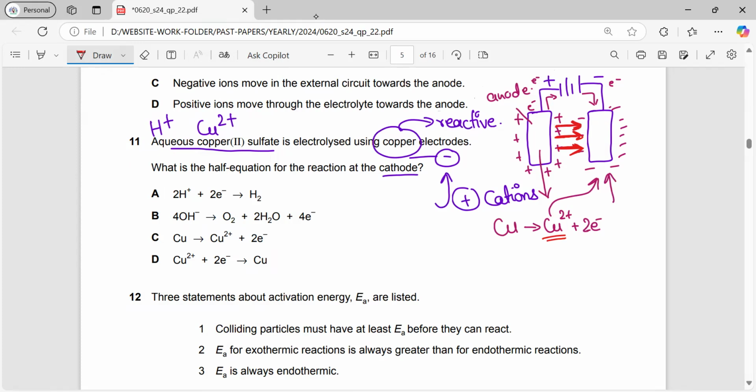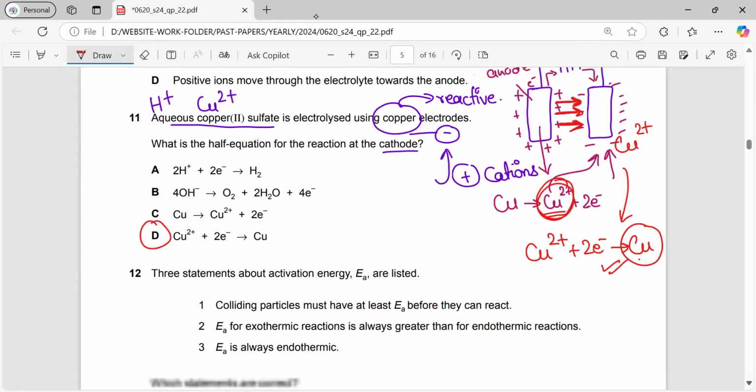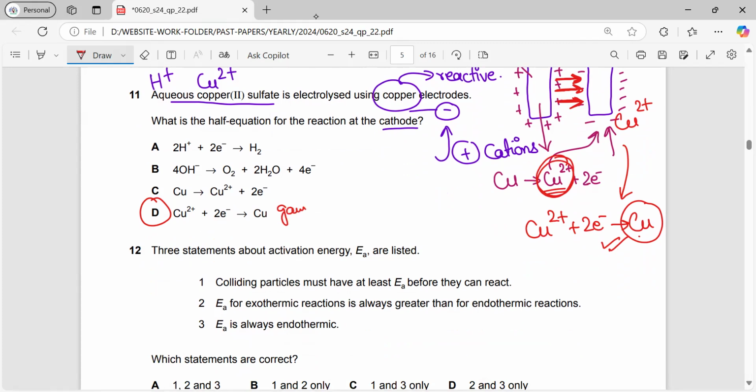Because copper atoms in the anode give their electrons, they donate the electrons and become copper ions. And these copper ions travel from the anode to the cathode. Now at the cathode, the copper ions take up 2 electrons. They gain 2 electrons back again and become copper metal. So this is the equation which occurs at the cathode. So D is the correct answer. Here, the gain of electrons happens.